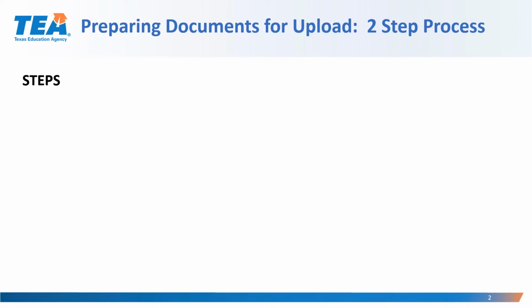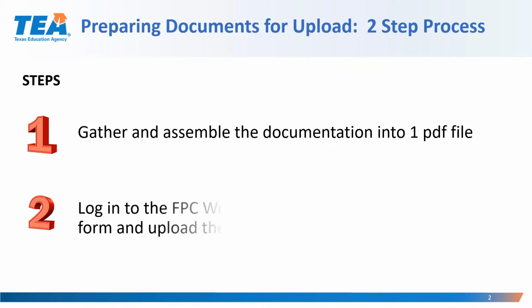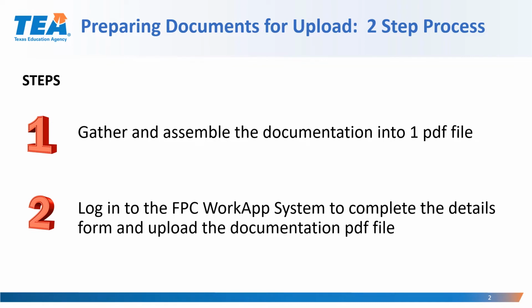Preparing documents for upload for the random validation process is a two-step process. Step 1 includes gathering and assembling the documentation into one PDF formatted file, and Step 2 includes logging into the FPC WorkApp system to complete the details form and upload the documentation PDF file. We will go over Steps 1 and 2 in detail on the following slides.